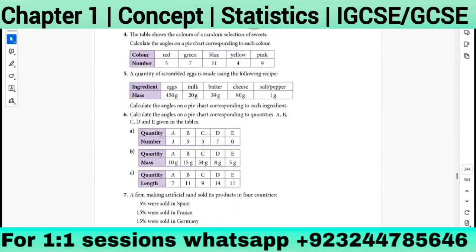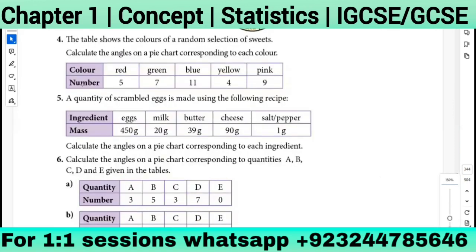Okay. The table shows the colors of a random selection of sweets. Calculate the angles on a pie chart corresponding to each color. Okay. So the color and numbers are given. Now the data is given and you have to go to the pie chart. Earlier the pie chart was given and we were coming to the data, but now the data is given and we will move to the pie chart. So for moving the data to the pie chart, first of all, add them all. What will you get?